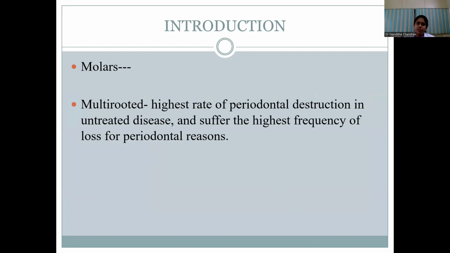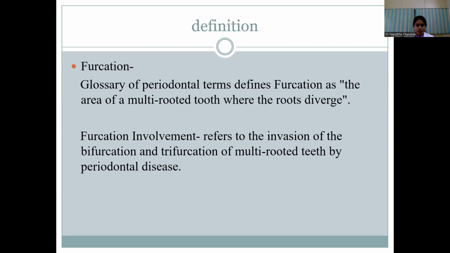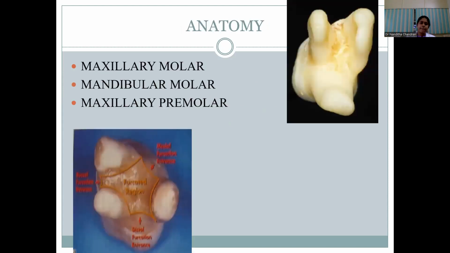Molars are the teeth most commonly prone to periodontitis, as well as almost all other infections. The reason behind this is involvement of the furcation area. That is also why the highest rate of periodontal destruction is seen if the disease is untreated, and molars suffer the highest frequency of loss for periodontal reasons. So I've told you what furcation is. What is furcation involvement or furcation invasion? It is the invasion of the bifurcation or trifurcation of a multi-rooted tooth by periodontal disease.